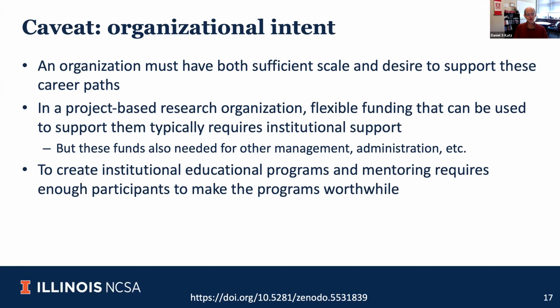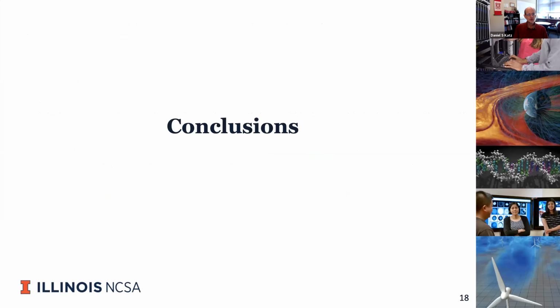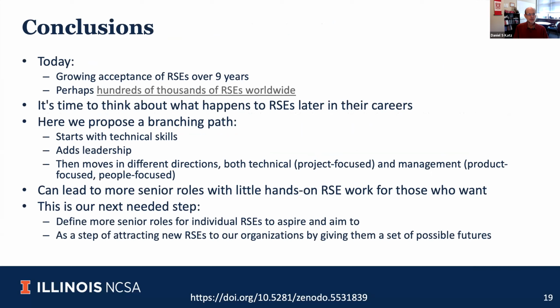activities successful over time. So just to wrap up, we have today growing acceptance of RSEs over the past 9 years. According to Simon Hetrick, and I have no reason to doubt this, there could be hundreds of thousands of RSEs worldwide. And so it's really time to think now about what happens to these RSEs later in their careers, particularly as we're getting to the point where RSEs do have a later in their career point after 9 years.